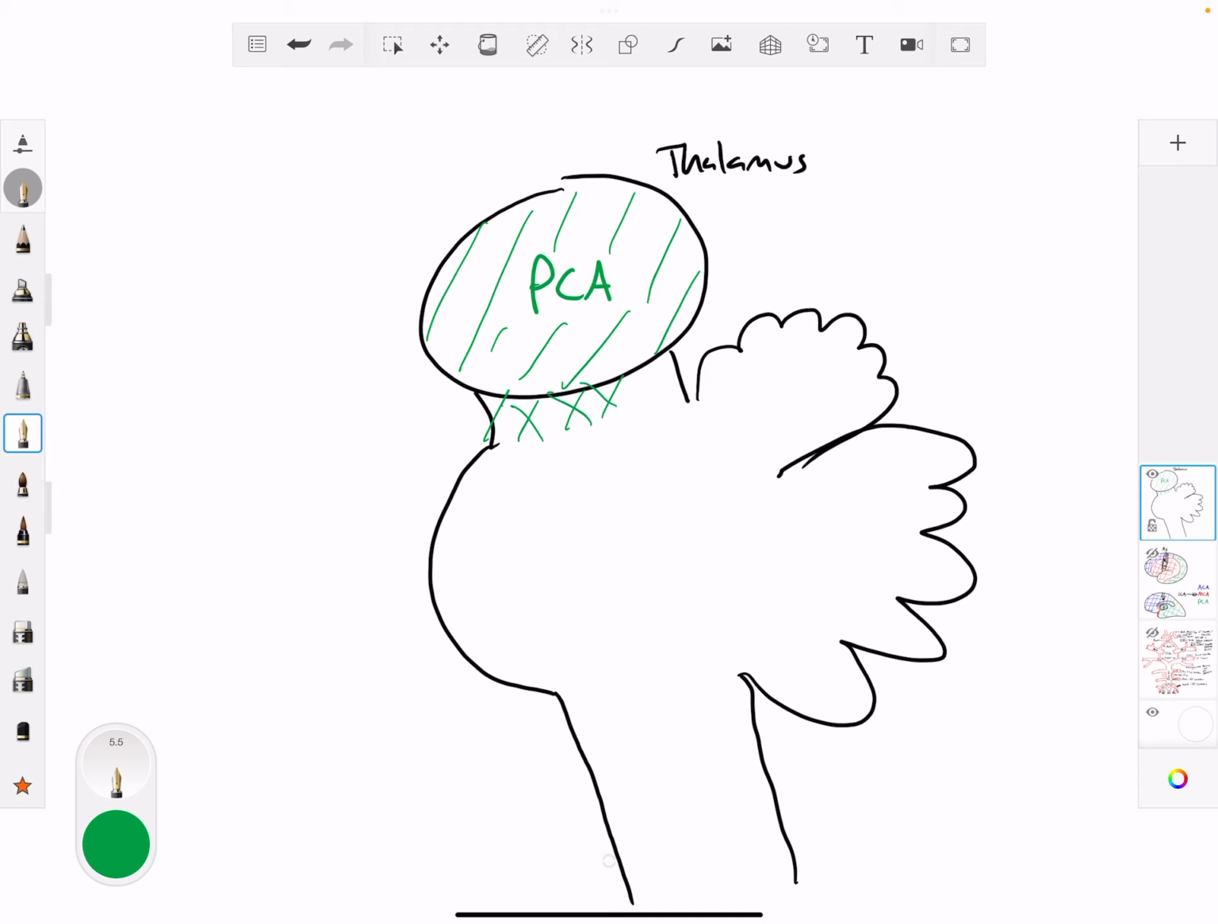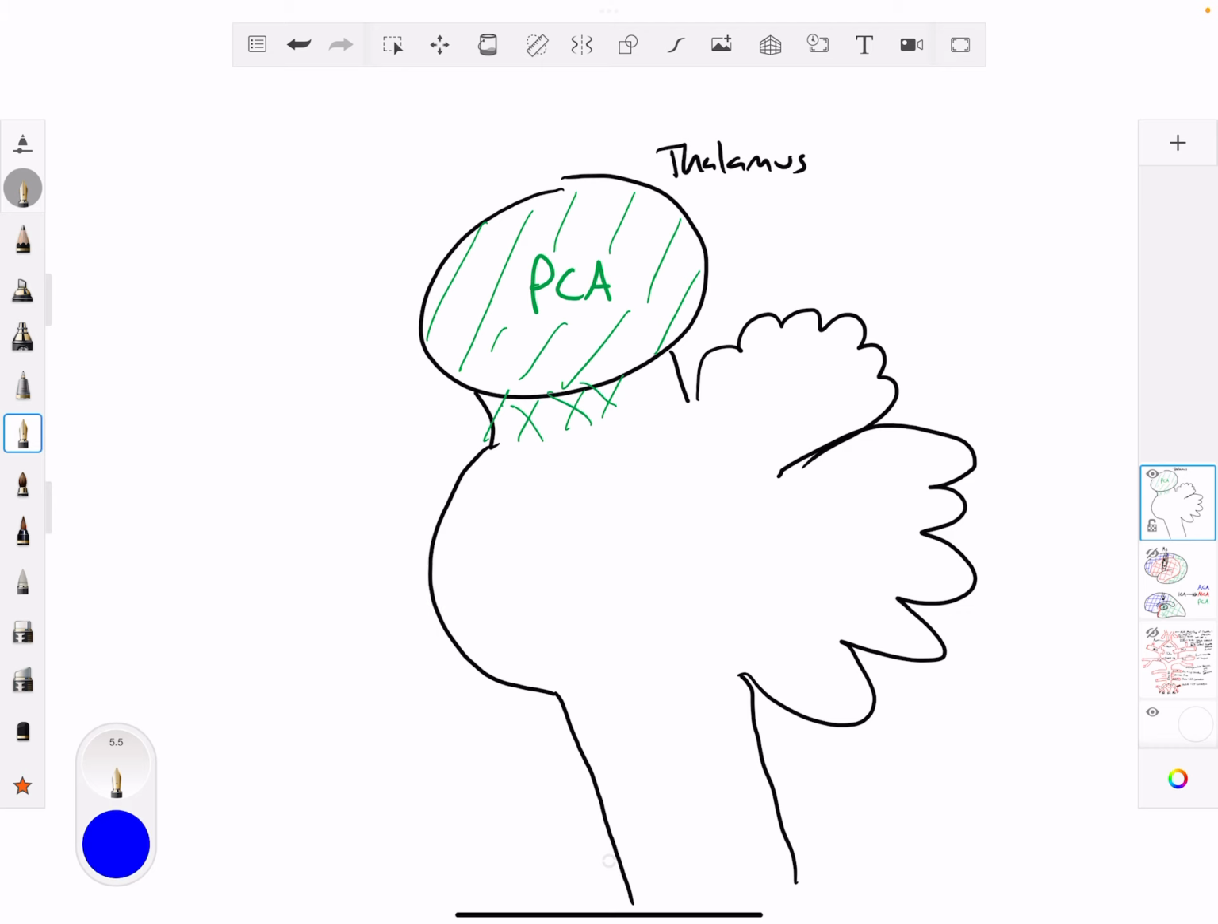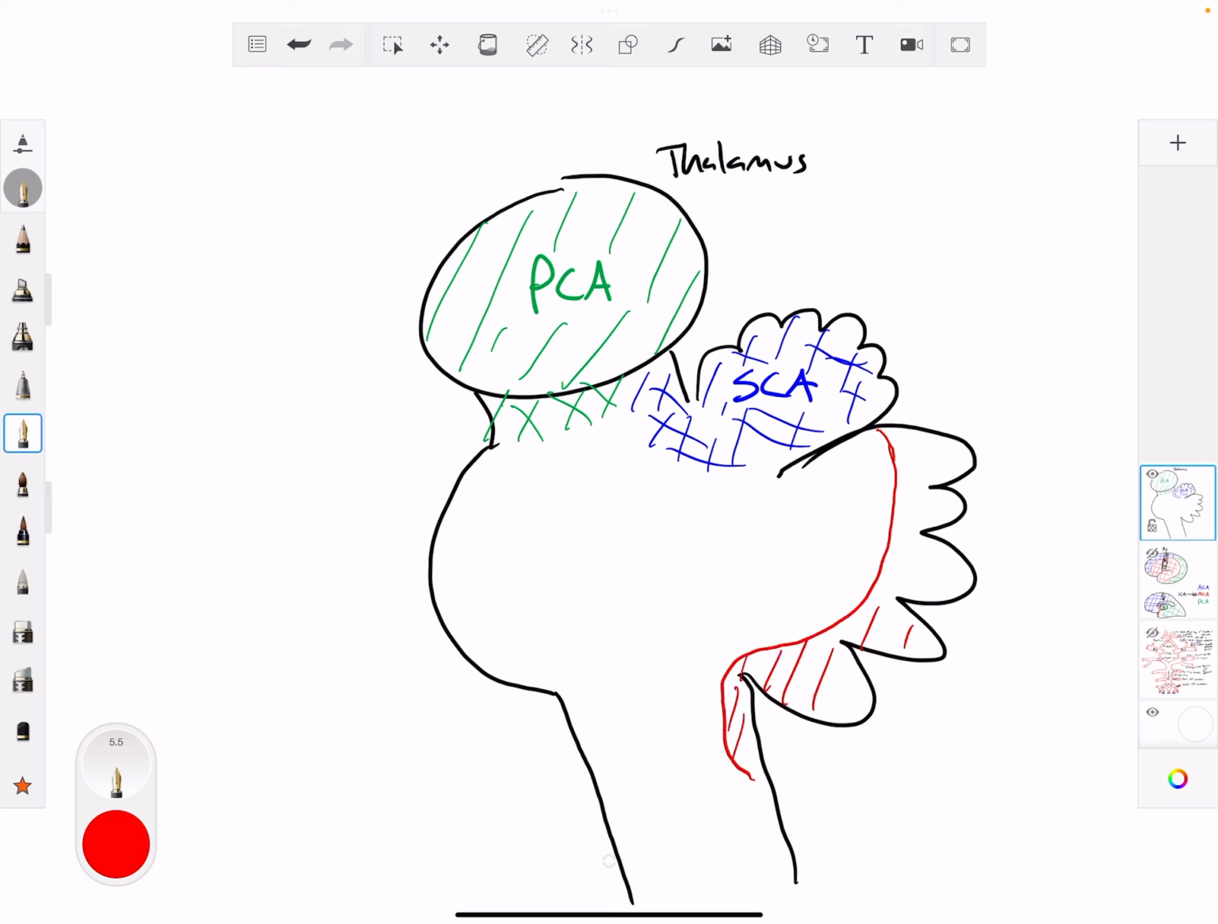Okay. Superior cerebellar artery. I'm feeling blue. We're going to hit a little bit of that midbrain, a little bit of the pons, and more of the superior cerebellum. Hey, we got a few more. Anterior cerebellum. Well, let's do posterior. Something like that. That'll do us. Okay, cool.